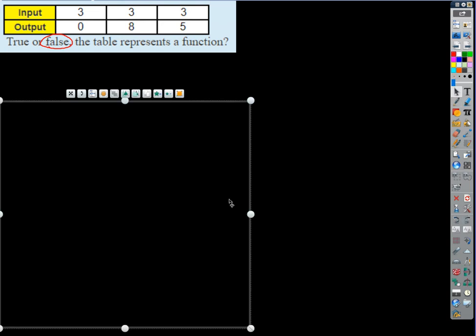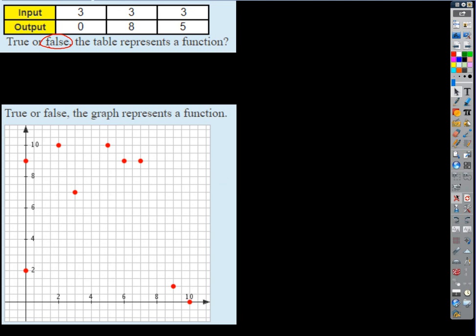How could we tell with a graph? Vertical line test. Yeah, we just sweep a vertical line across the function. And it could be a continuous function that looks like a normal graph, or it could be a discrete graph where we just have points. Doesn't matter. The same test applies. If I sweep a vertical line across this, if it never intersects the graph in more than one place, it is a function.